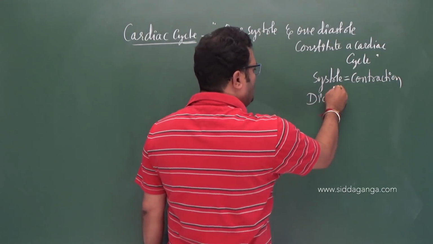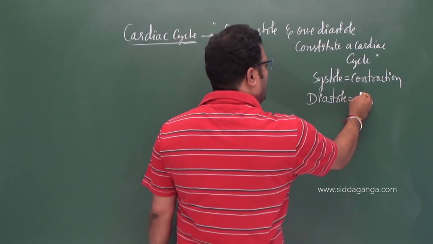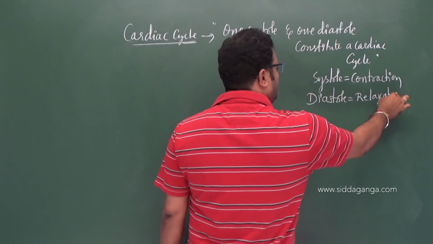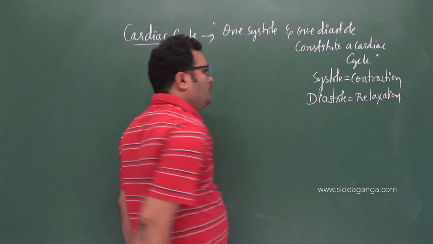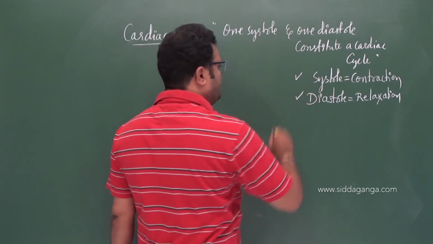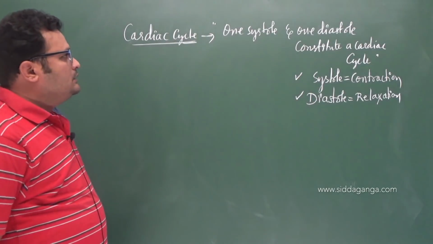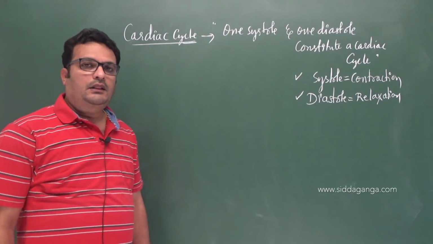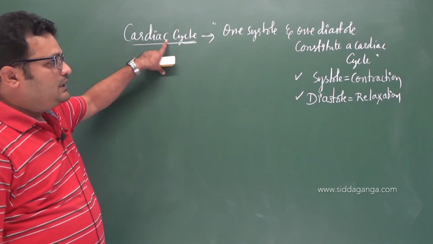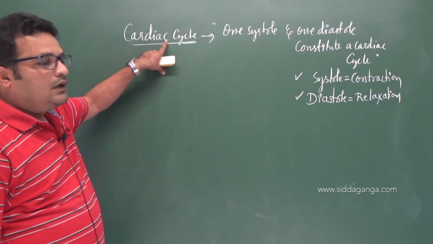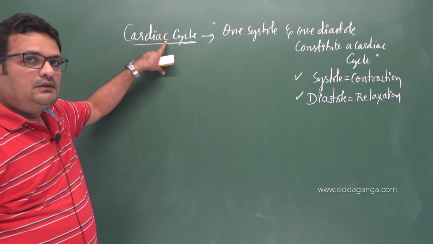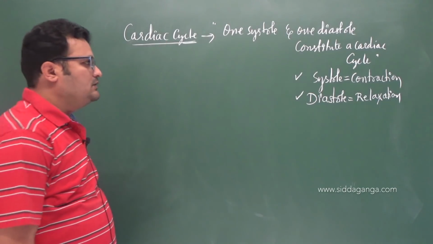And diastole means relaxation of the heart chambers. Systole and diastole. See, in a healthy human being, especially, there are 72 cardiac cycles that occur in a minute.